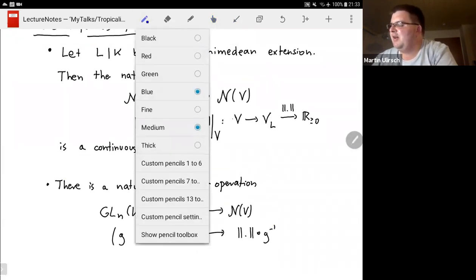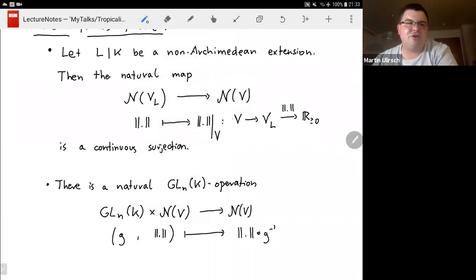And there are a few more properties that I just want to mention. They're not difficult to show, but they are formal things that we have to have. Suppose we have some non-Archimedean extension, meaning a field extension with a non-Archimedean norm that extends the norm on K. Then we have a natural restriction map from the extension of the vector space to the vector space itself. That's just given by restriction. Okay, that's that.